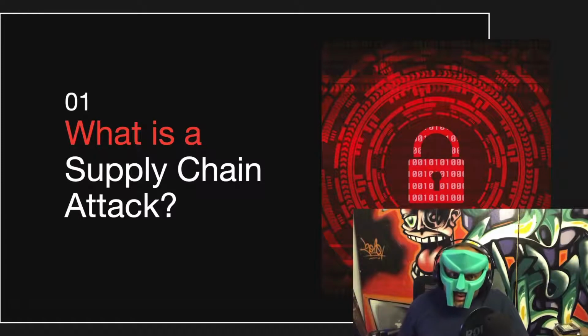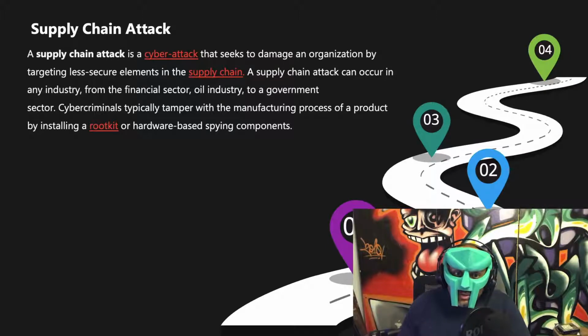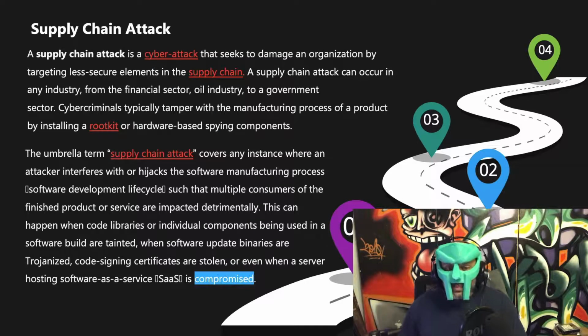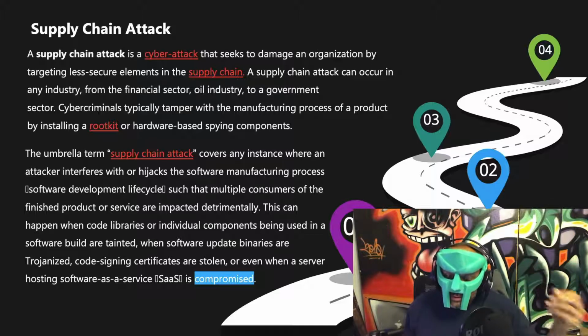What is a supply chain attack? A supply chain attack is a cyber attack that seeks to damage an organization by targeting less secure elements in the supply chain. A supply chain attack can occur in any industry, from the financial sector to the oil industry to a government sector. Cybercriminals typically tamper with the manufacturing process of a product by installing a rootkit or hardware-based spying components. The umbrella term supply chain attack covers any instance where an attacker interferes with or hijacks the software manufacturing process or the software development lifecycle, such that multiple consumers of the finished product or service are impacted detrimentally.